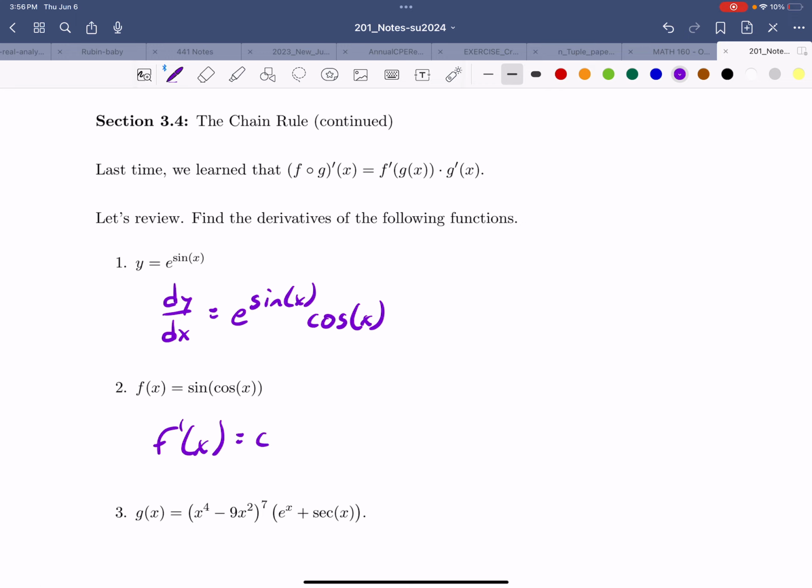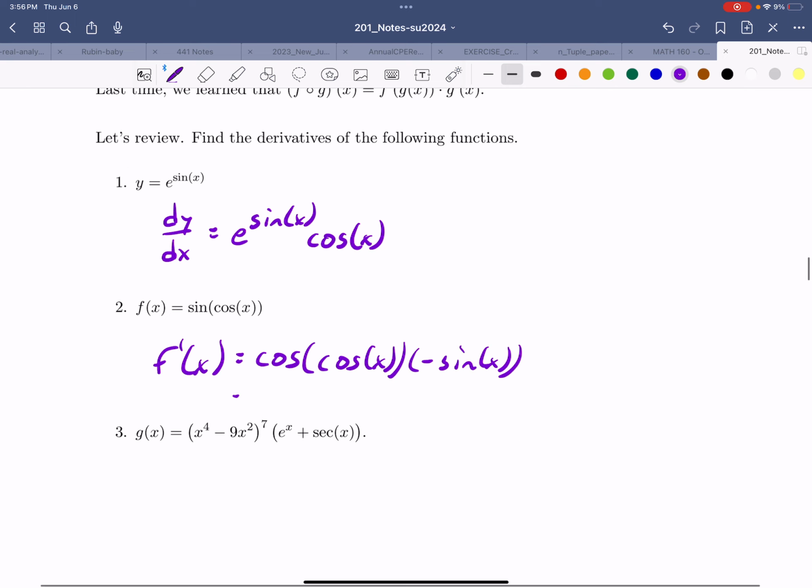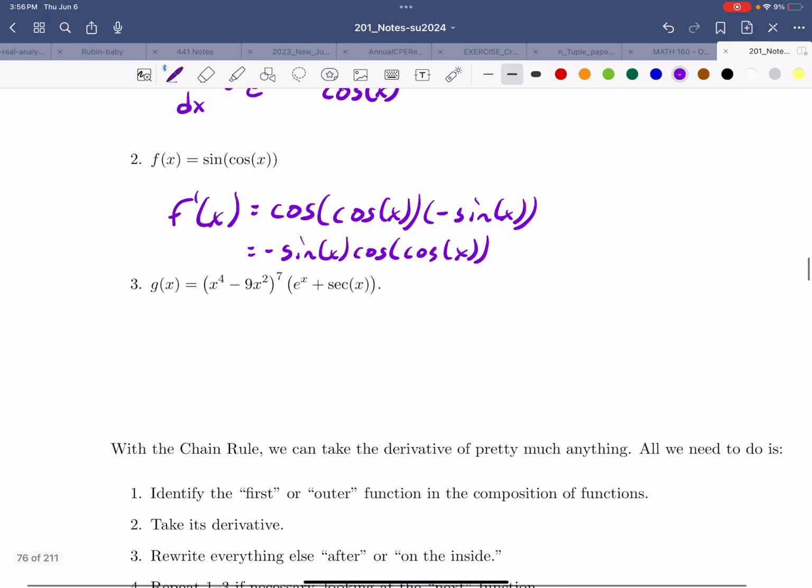Here, the outer function is sine, so I'll take the derivative of the outside function, leave the inside function the same, and then multiply that by the derivative of the inner function. You want to clean that up a little bit, which we should. Look at that. And then, this is kind of annoying. We have a chain rule within a product rule.